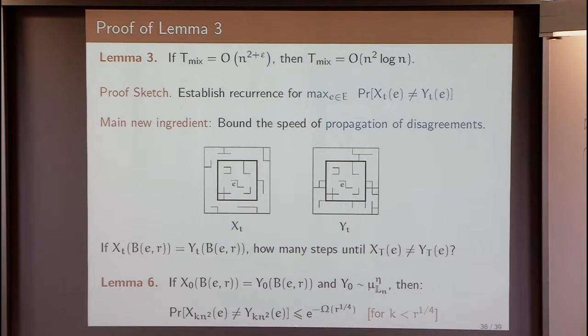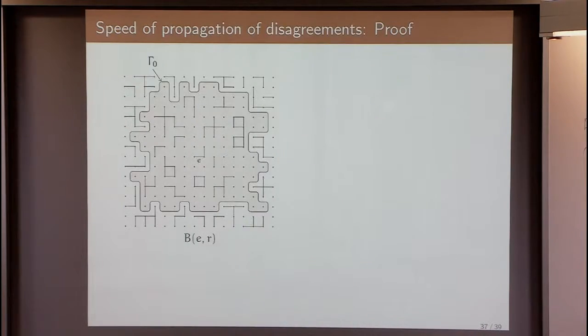Essentially, the probability that x and y at time k n squared differ at E is bounded by this expression here, provided k is smaller than r to the 1/4, where r is the radius of the box. So this is how we adapt the notion of propagation of disagreements to the random cluster setting. Now, zooming in to this smaller box B_r, we consider this maximal region that isolates the edge E from the boundary of the box. In this case, it looks something like this. It doesn't touch the boundary.